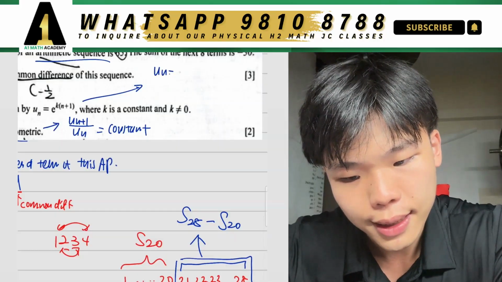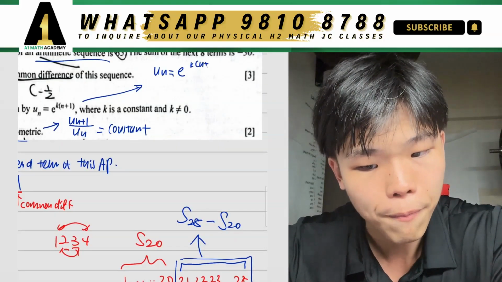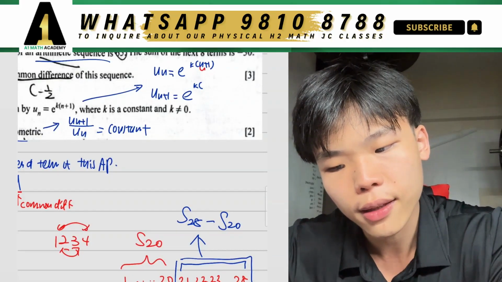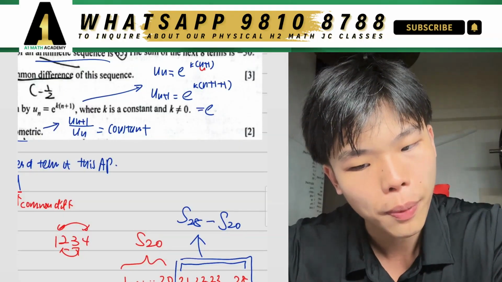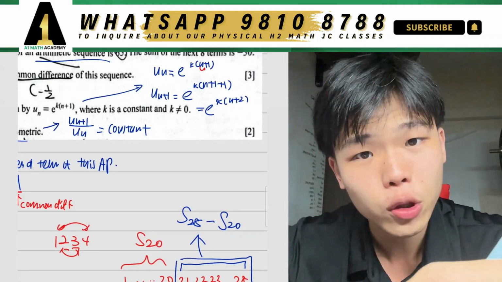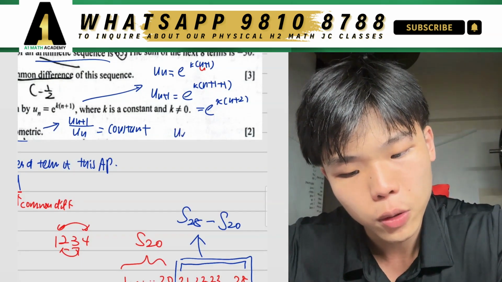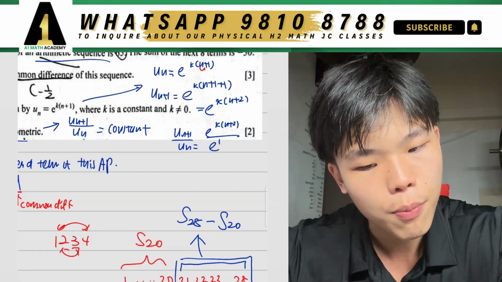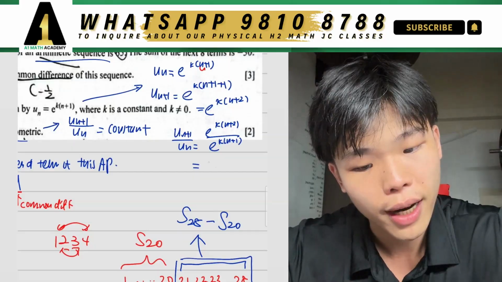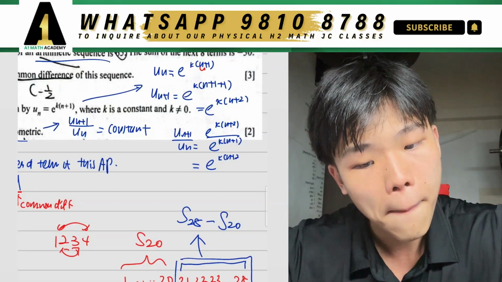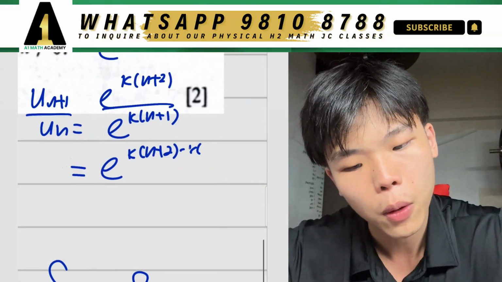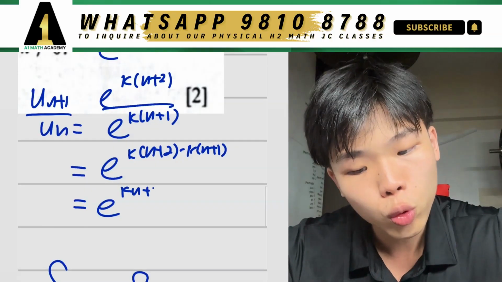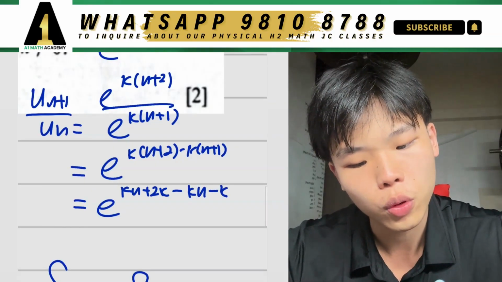So for u_n, how do we find the constant term? If u_n is e to the power of k(n+1), that means u_(n+1) will be e to the power of k, replacing this n, we get (n+1)+1, which gives us e to the power of k(n+2). Now if we divide these two, u_(n+1) divided by u_n, we get e to the power of k(n+2) divided by e to the power of k(n+1). Expanding using indices, we subtract the powers, and in the end you get e to the power of kn+2k-kn-k, which gives you e to the power of k.